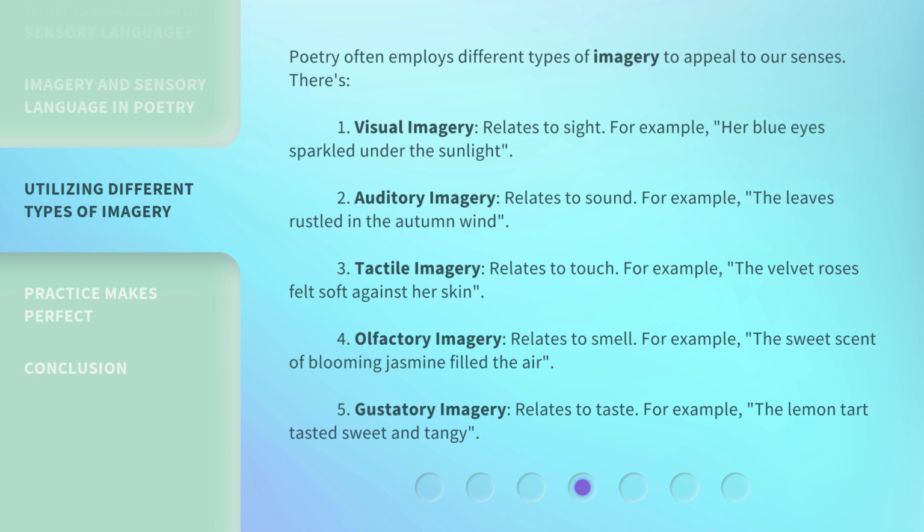3. Tactile imagery, relates to touch. For example, the velvet roses felt soft against her skin. 4. Olfactory imagery, relates to smell. For example, the sweet scent of blooming jasmine filled the air. 5. Gustatory imagery, relates to taste. For example, the lemon tart tasted sweet and tangy.